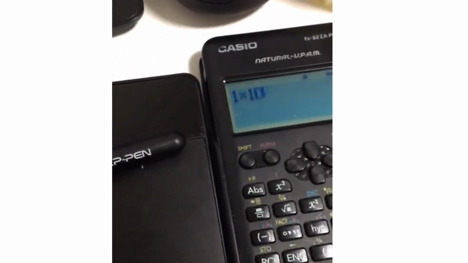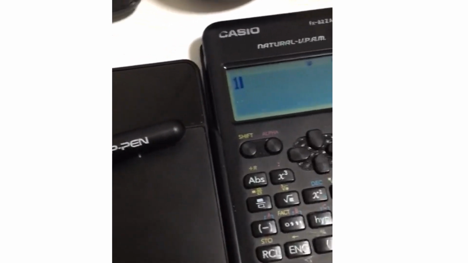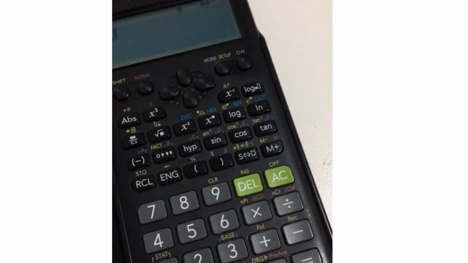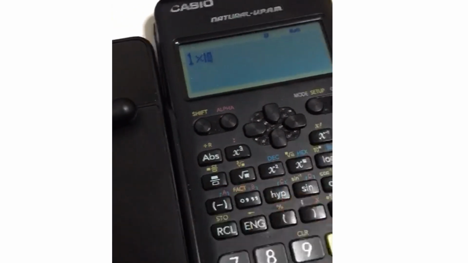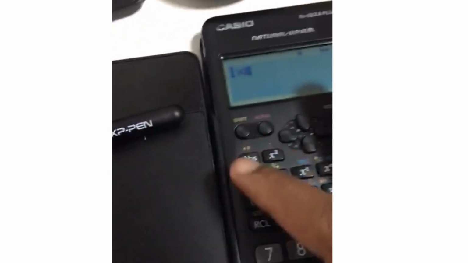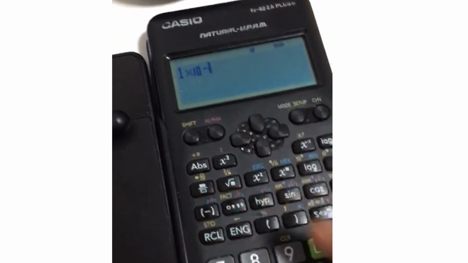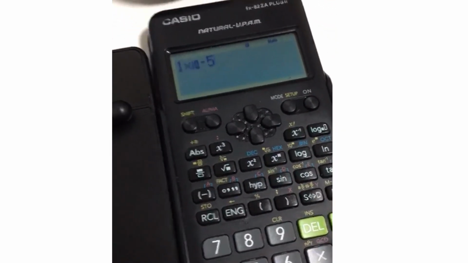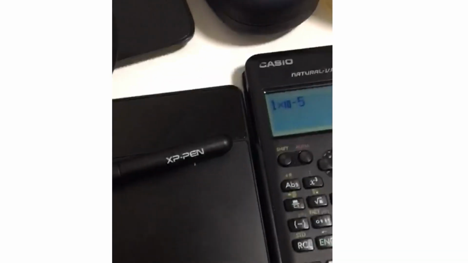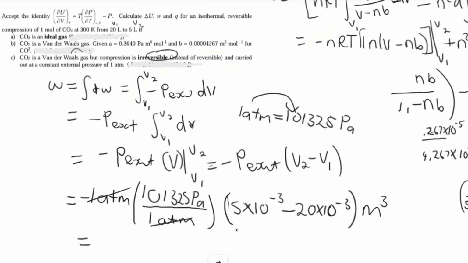Okay, so instead of doing that, if I want to write 1 times, I just 1 multiply by 10 using this button, minus using this one, not this one, not this one. You're going to get it wrong. Minus of 5, like that. This is how you type it in. So please be careful next time. Okay, that's how we avoid that mistake.